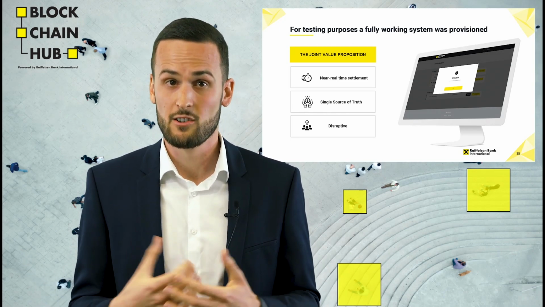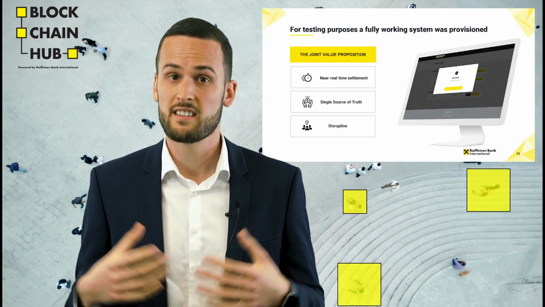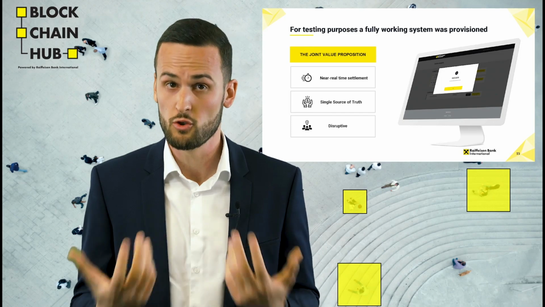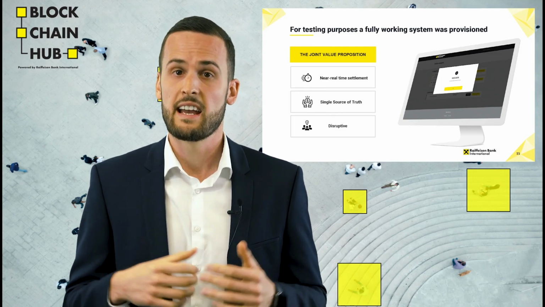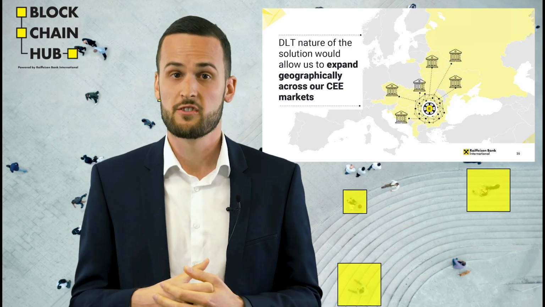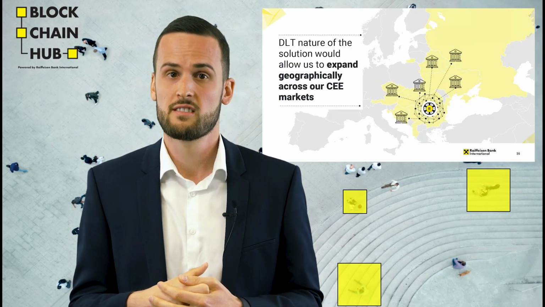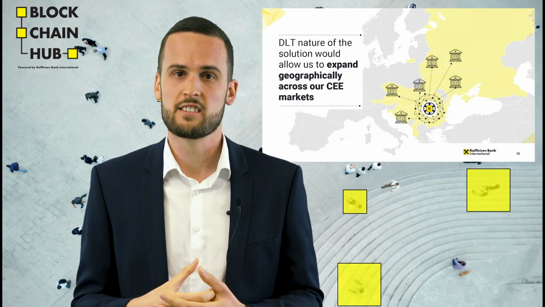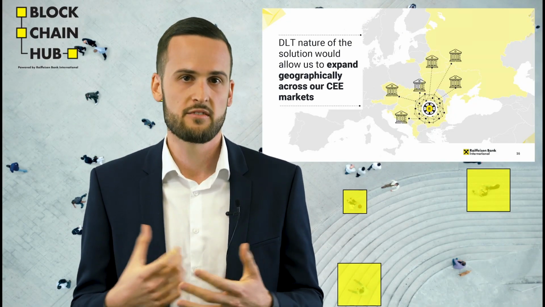And lastly, this solution is disruptive in a way that it allows for many new and innovative business models and use cases to be built on top of that. And I will talk about it in a bit. So one of the key features is that blockchain and DLT solutions are easily geographically scalable due to their decentralized nature. And considering RBI's geographic footprint in Central and Eastern Europe, it will be fairly easy to expand the solution across our markets in that region.